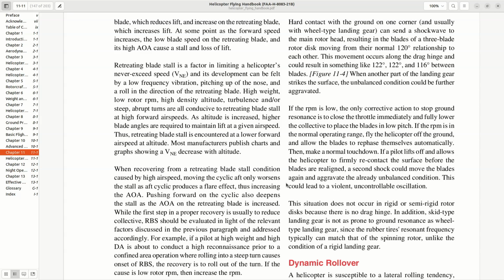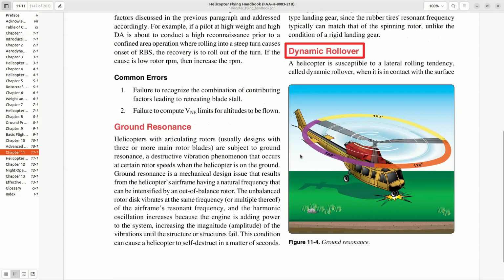Now, I've actually experienced this a couple of times. If you're doing, let's say, a slope landing and you don't go slow, this can happen. But that's not really where I've seen it the most. Where I've seen it the most is actually people doing run-on landings where they don't resist the urge to drop the collective as soon as they make ground contact, and then the skids grab, and then it jars those rotors out of place. Next thing they talk about is dynamic rollover.